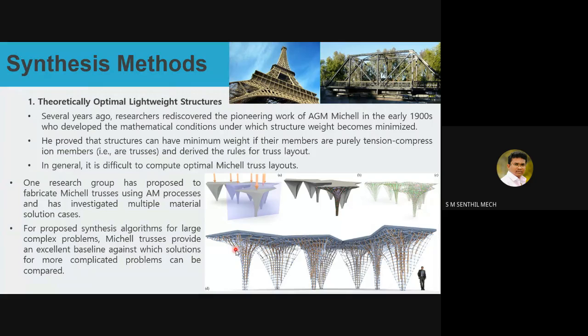This type of structure is one of the major key principles where developers are trying to replace the entire 100% material structure with only the optimal amount of material required for withstanding the load. And of course, when you're reducing the material, obviously it will reduce the cost.